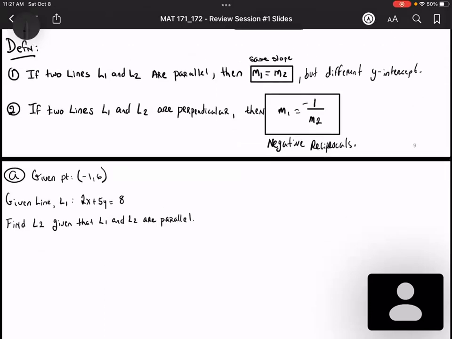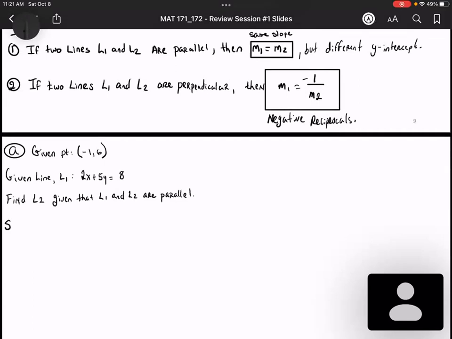Using our definition, we know that two lines are parallel if they have the same slope. Since the given line, which we call L1, was 2x + 5y = 8, based on the way that linear equation is written, can you tell right off the bat what the slope of that line is? No, you cannot, because the equation is not in slope-intercept form. Before you can even get M1, you have to rewrite your given line, line 1, in y = mx + b form.